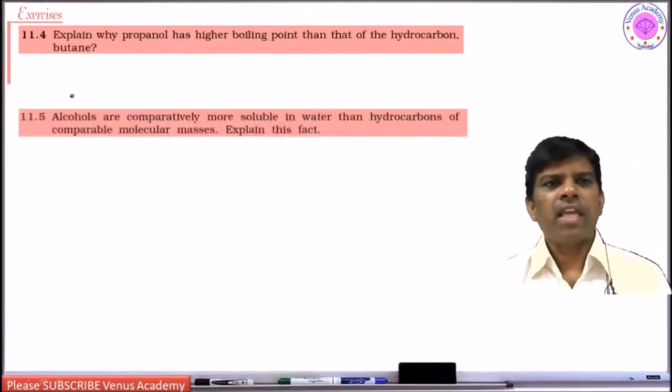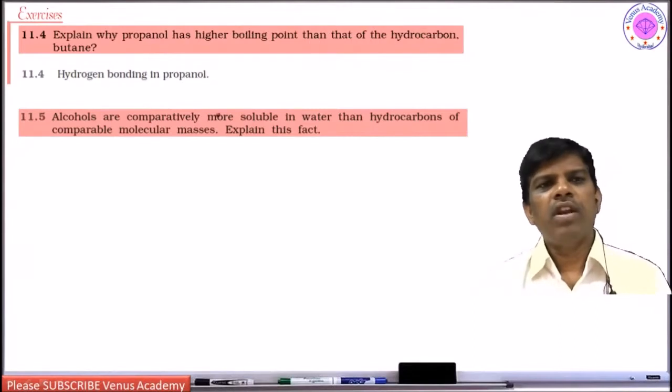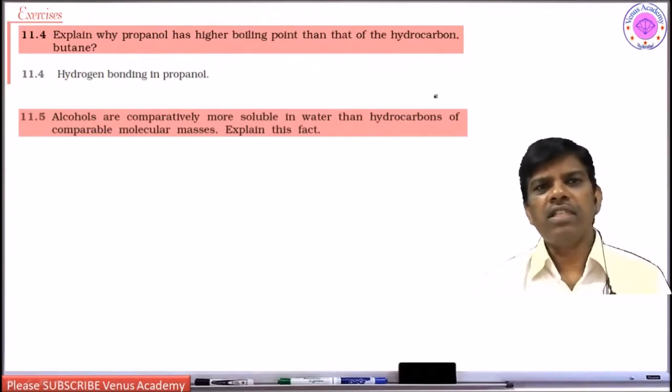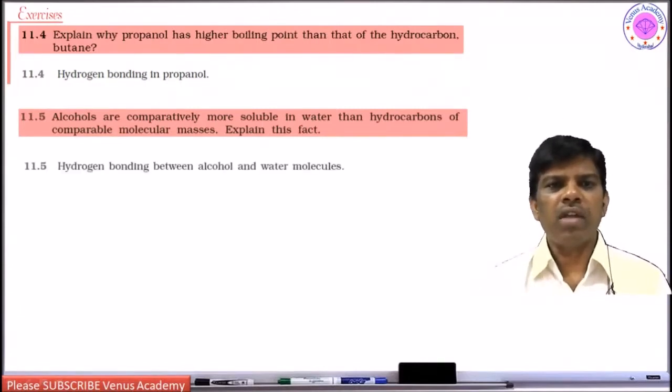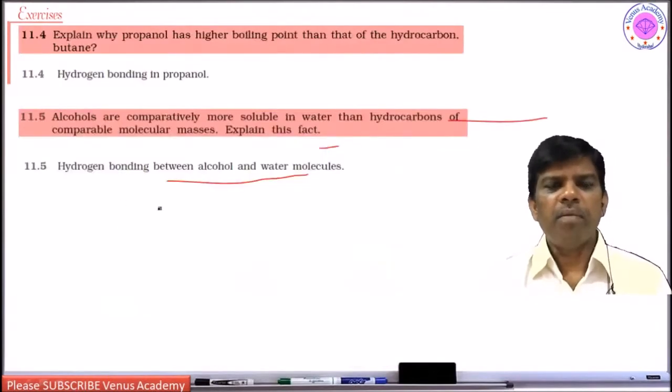Next, explain why propanol has a higher boiling point than the hydrocarbon butane. Yes, hydrogen bonding in propanol, whereas in butane there is no hydrogen bonding. Hydrocarbons don't have oxygen: alkanes, alkenes, alkynes and even benzene also. Next, alcohols are comparatively more soluble in water than hydrocarbons of comparable molecular mass. Explain the fact. Hydrogen bonding between alcohol and water molecules makes the compound soluble.